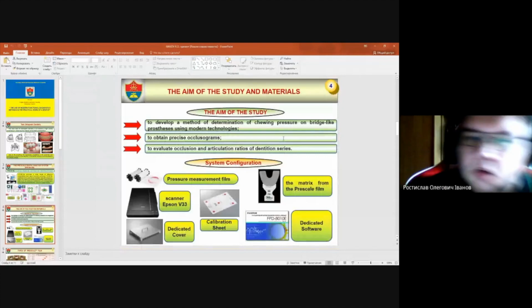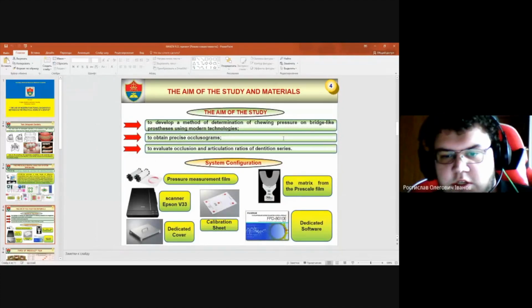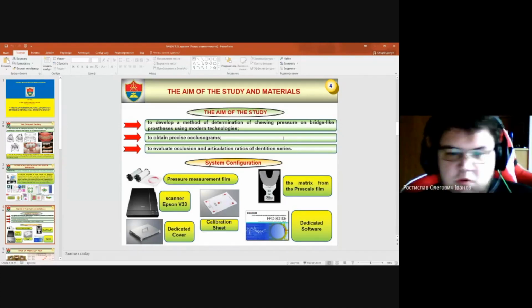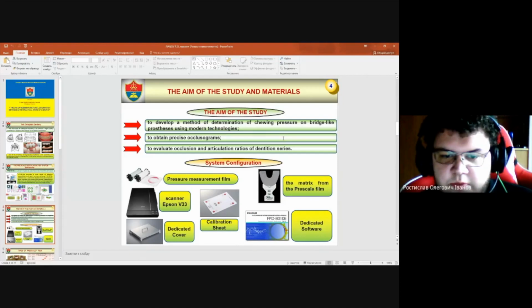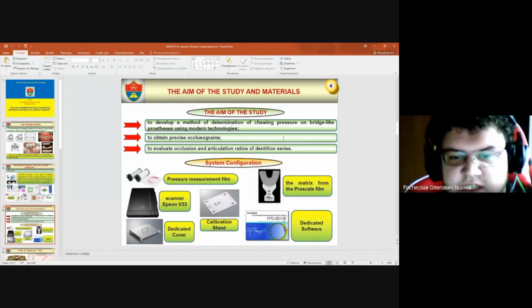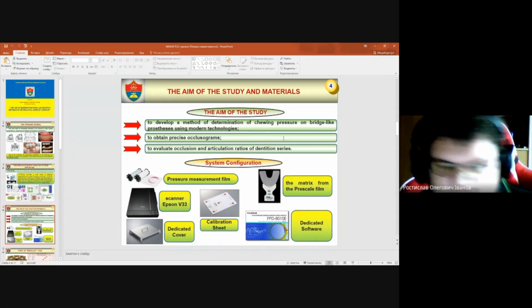The goal of the study was to evaluate occlusion and articulation ratios of the dentition series. As I told before, we used the scanner, the pressure measurement film, the calibration sheet, and the cover to get a more precise measure, and of course the matrix from the prescale film.